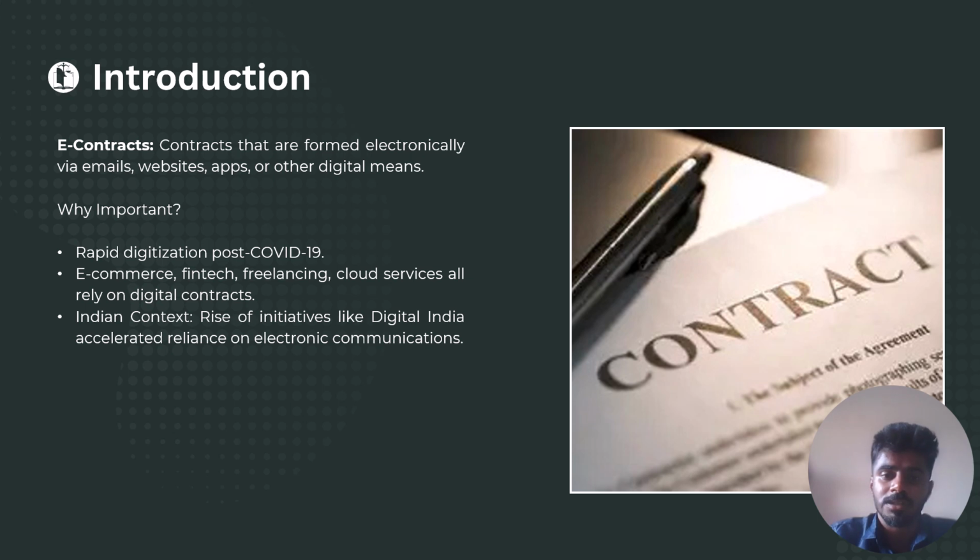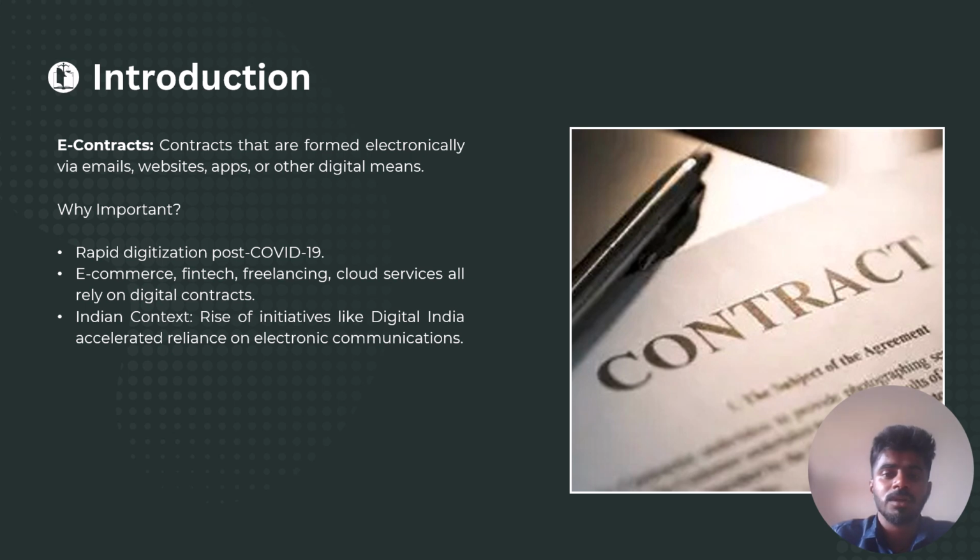Everything happens digitally. And it is important because during COVID-19, businesses were forced to move to online operations and physical meetings became rare. Online transactions and agreements became the norm, and from sales to service contracts everything shifted to electronic modes. The digital economy also grew, where industries like e-commerce, Amazon, Flipkart, fintech like Paytm, PhonePe, freelancing platforms like Upwork, Fiverr and cloud services like AWS and Google Cloud heavily rely on e-contracts for user agreements, vendor contracts and service terms.